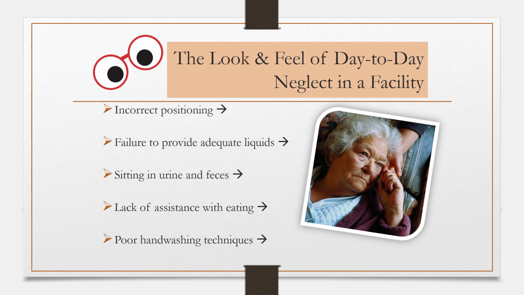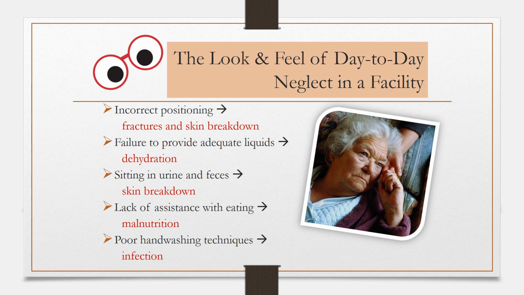Examples of neglect in a facility include incorrect positioning, which can lead to fractures and skin breakdown, the failure to provide adequate liquids, which can lead to dehydration, allowing a resident to sit in urine and feces, which causes skin breakdown, lack of assistance with eating, which leads to malnutrition, poor hand washing techniques, which leads to infection.